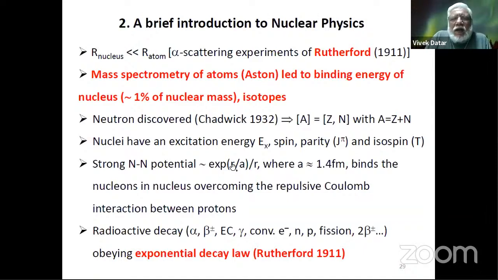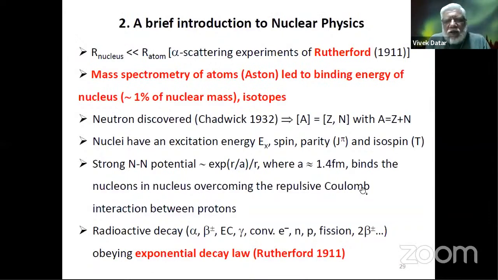It goes down exponentially as a function of R, and R is of the order of 1.4 Fermi. And this is what is actually responsible for binding nucleons in a nucleus, which helps overcome the repulsive Coulomb repulsion between protons. Also, there are stable nuclei which have lifetimes which exceed the lifetime of the universe, and for all practical purposes they are stable.